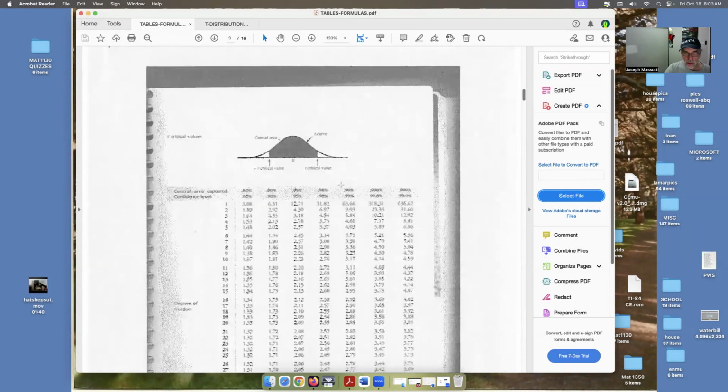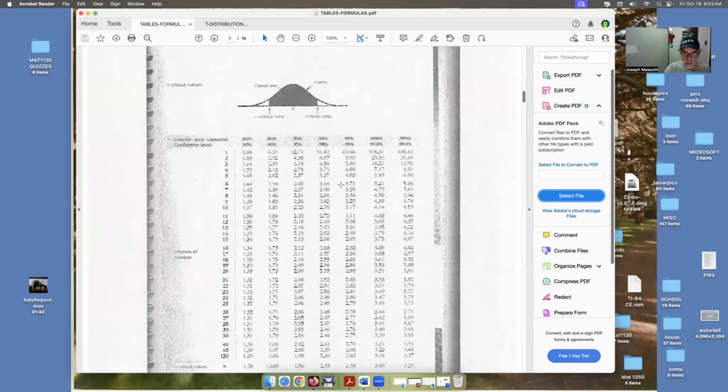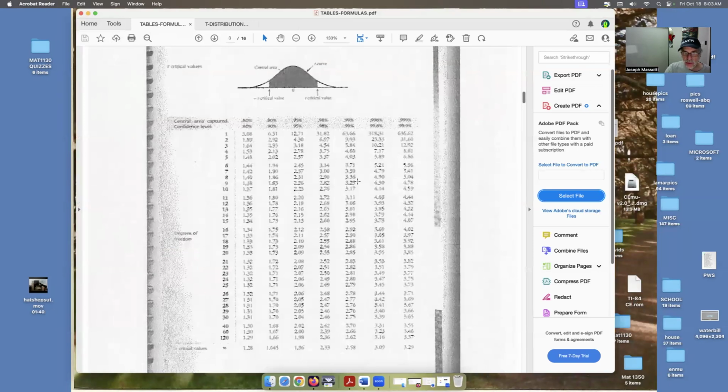When we start with confidence intervals, using the t distribution, that's where this page comes in. This is where you're going to find your t critical values up here. Again, these numbers are a little light, but you can read all of these and make it out. These are the best tables I could find.